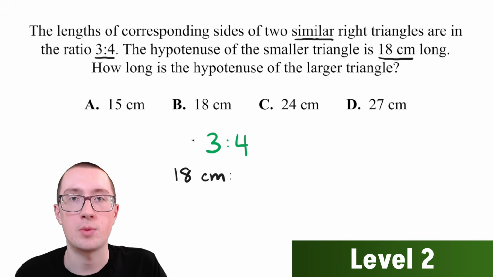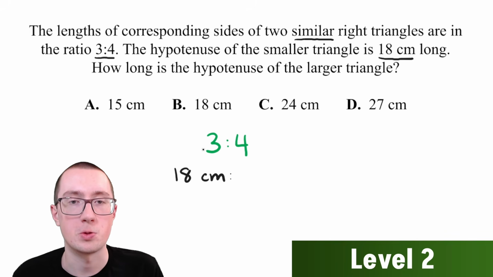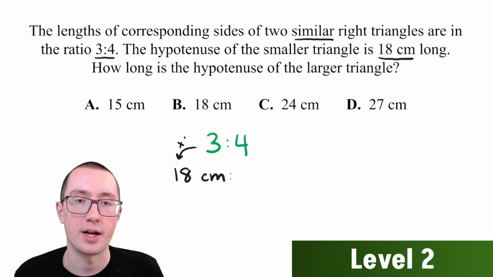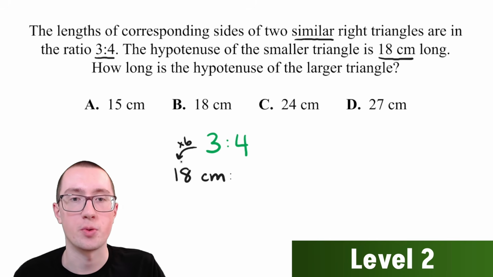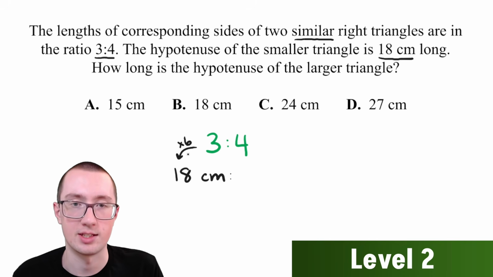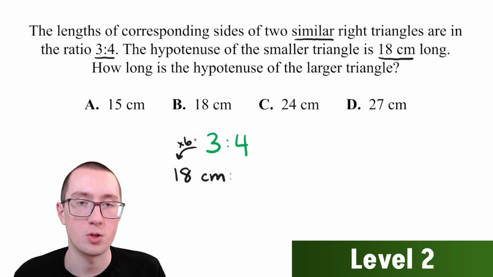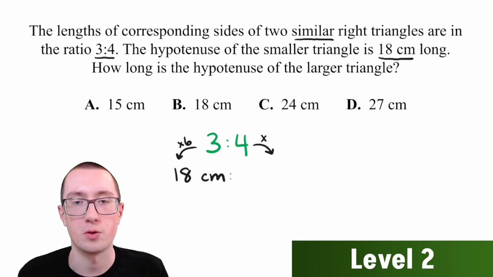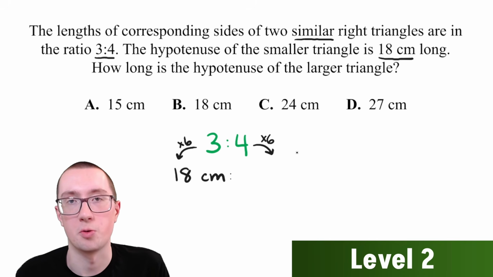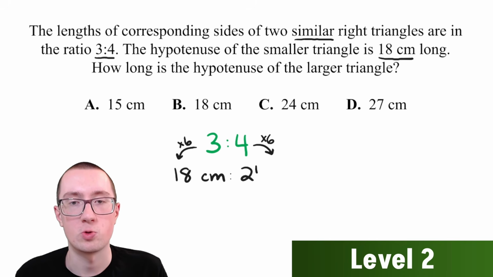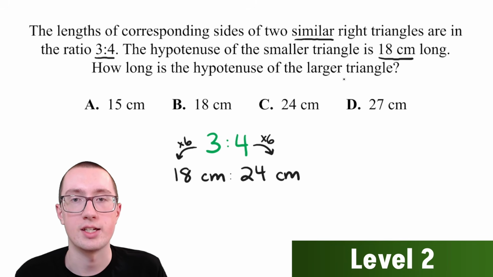Well, the way I like to think about ratios is I think about how much it's being multiplied by. So to get from 3 to 18, we have to multiply by 6. And the way you can know that is just 18 divided by 3. That's 6. So if we're multiplying the small number of our ratio by 6, then if we multiply the large number of our ratio by 6, then what do we get? Well, 4 times 6 is 24, which means that the hypotenuse of our large triangle is 24 centimeters, or option C.